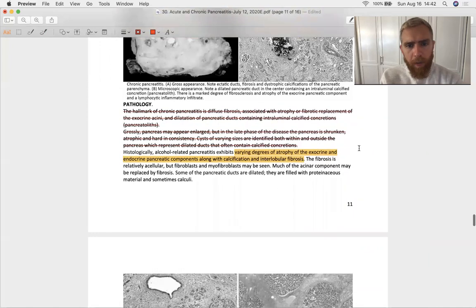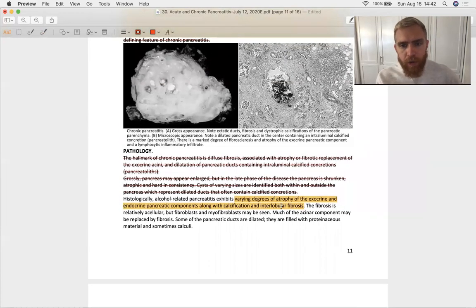Histologically, chronic pancreatitis exhibits varying degrees of atrophy of the exocrine and endocrine pancreatic components, along with calcification and interlobular fibrosis. So the degree of calcification is very heavy in chronic pancreatitis, so heavy that you could even see a big old calcium stone in the middle of a duct on histology. That's what we're looking at on the right of page 11 here. And then these are large calcium nodules that have popped up grossly.